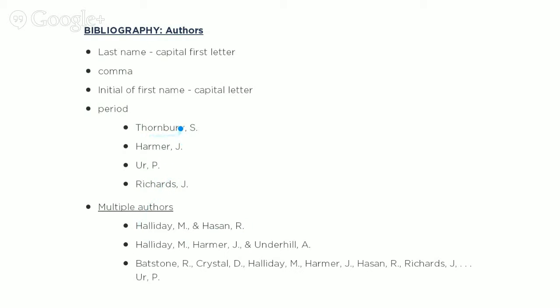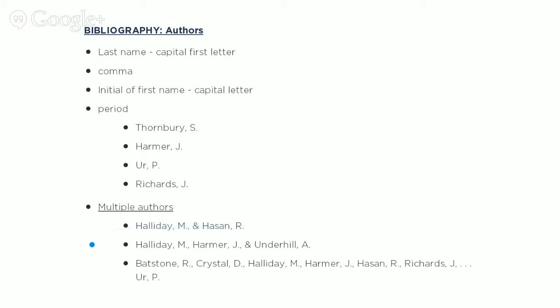Whatever you have here, you just repeat it by two. So we have the last name, comma, initial of first name, period. We're going to put a comma, and then we're going to use an ampersand. Remember, the ampersand means and. And then we repeat, last name, comma, initial first name, period. So Halliday, comma, M, period, comma, and Hassan, comma, R, period. So that's when you have two.